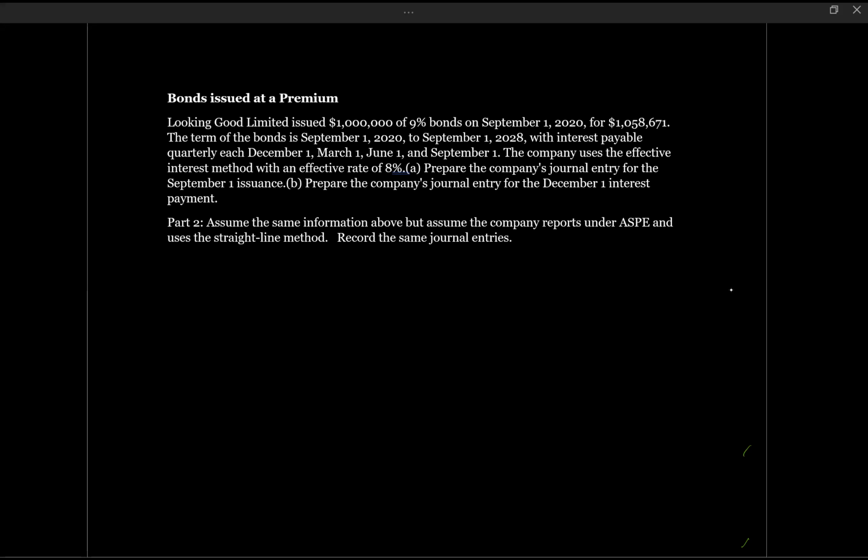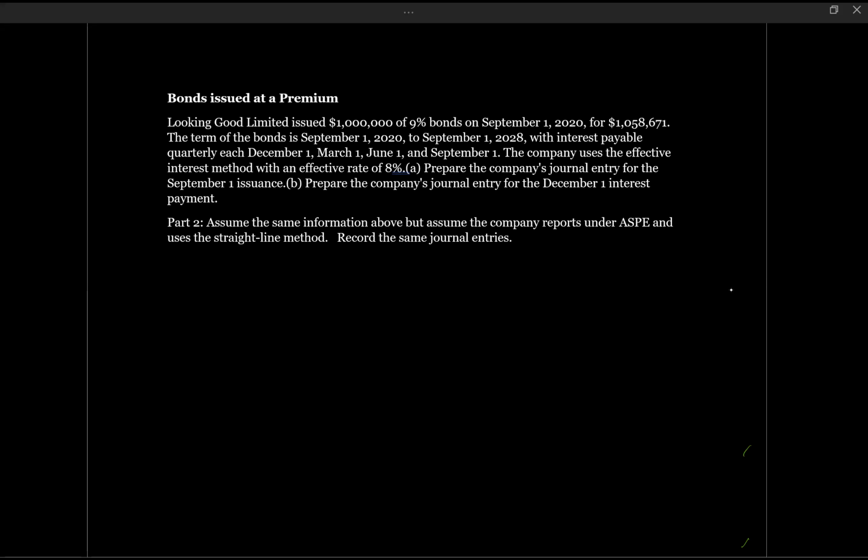Let's take a look at a question where a bond is issued at a premium. Looking Good Limited issues $1 million of 9% bonds on September 1st, 2020 for $1,058,671. The term of the bonds is September 1st, 2020 to September 1st, 2028, with interest payable quarterly each December 1st, March 1st, June 1st, and September 1st.